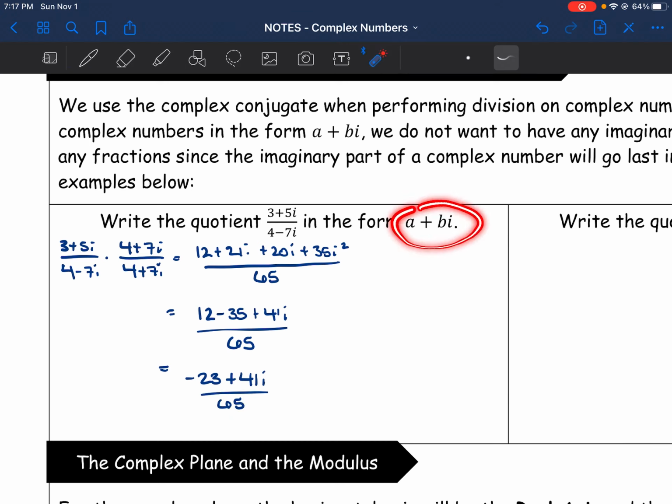And again, we want to write it in the form a plus bi. So I'm going to separate the fraction using this denominator 65. So this will be -23 over 65 plus 41i over 65. And notice that this is now in the form a plus bi. Here's our real part, -23 over 65. Here's our imaginary part, 41 over 65.